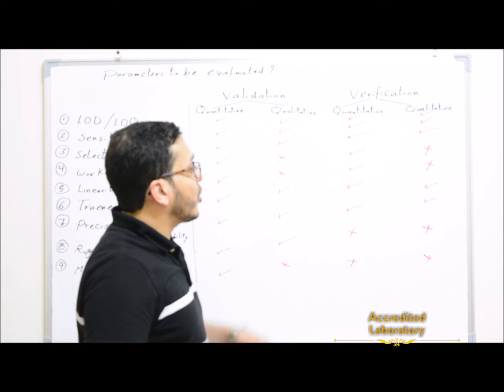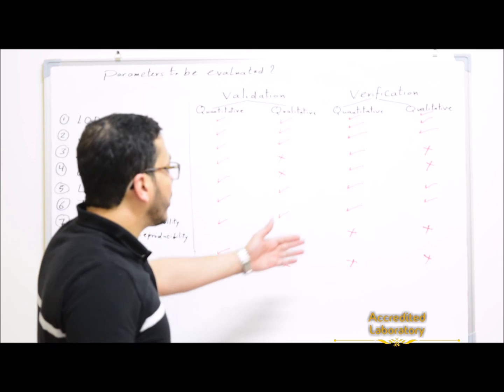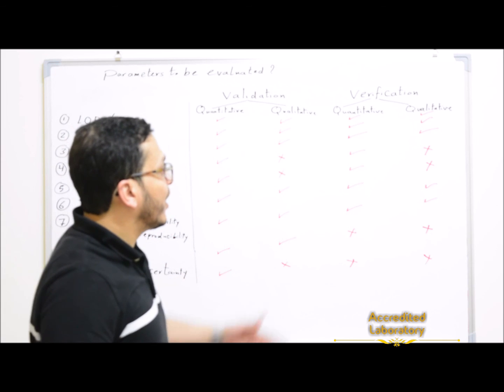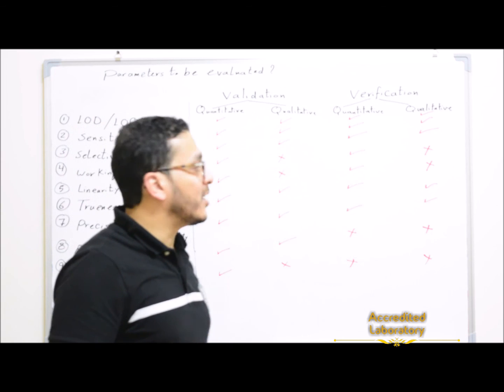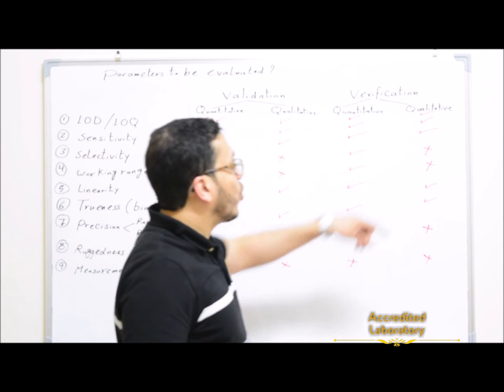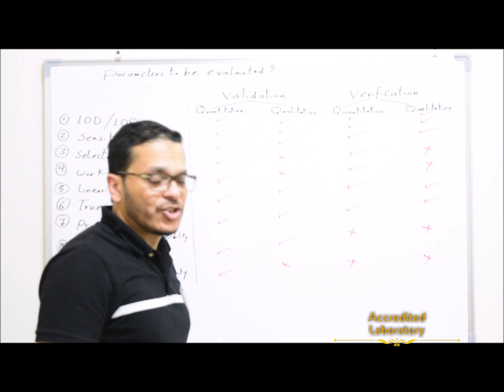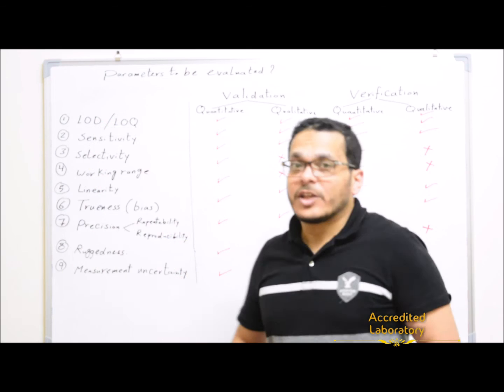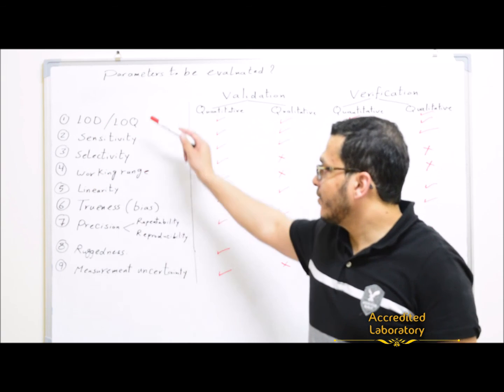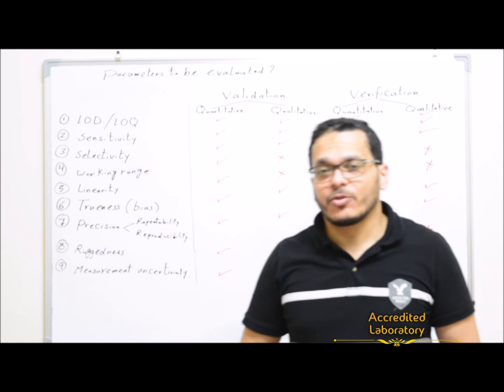In case of verification, there is no need to evaluate ruggedness or measurement uncertainty in both of them, quantitative or qualitative. But in case of qualitative, working range and linearity range also, no need to evaluate. Inshallah, in the next lectures we will explain in detail every parameter from these performance parameters.